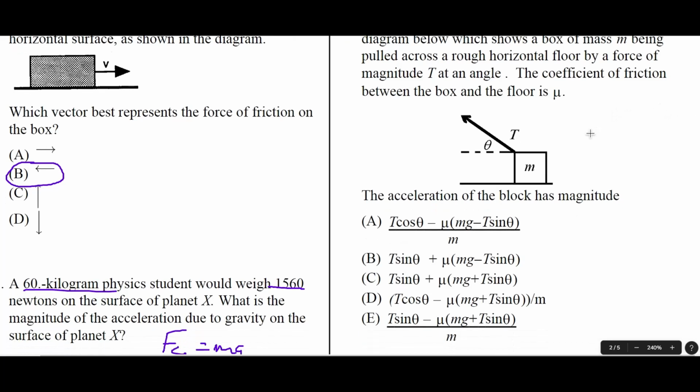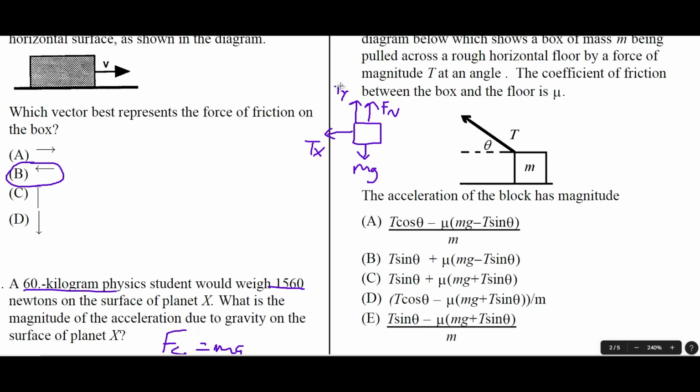All right. So this one is a little bit more involved. So again, probably going to take a little bit longer to go over this one. We know the drill. First thing that we have to do is draw an FBD. So we have our box. We have the force of gravity going down of mg. We have the normal force. Now I'm not going to say that this is mg because I do know that there's going to be a vertical component of the tension and a horizontal component of the tension.